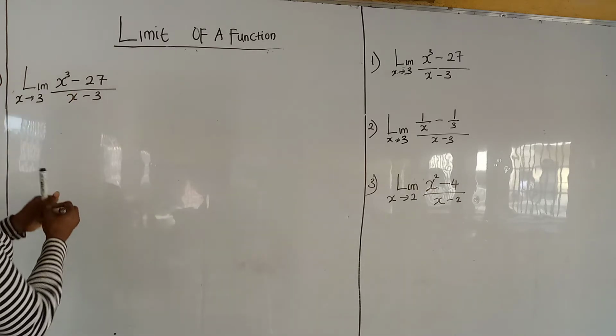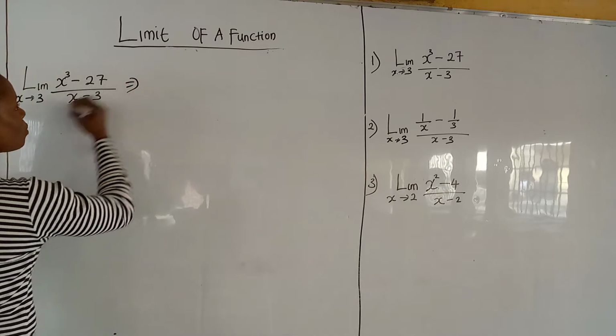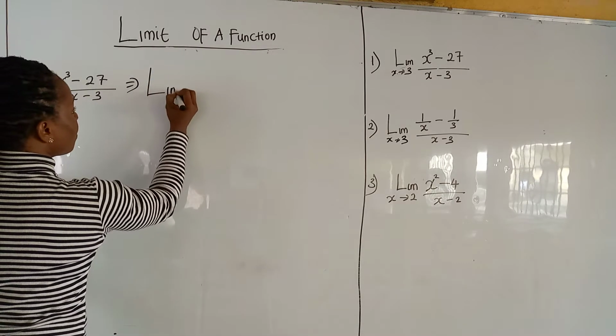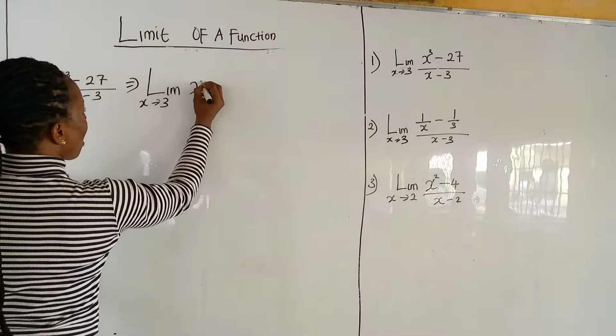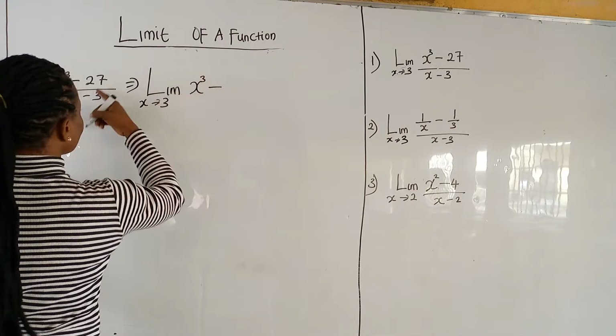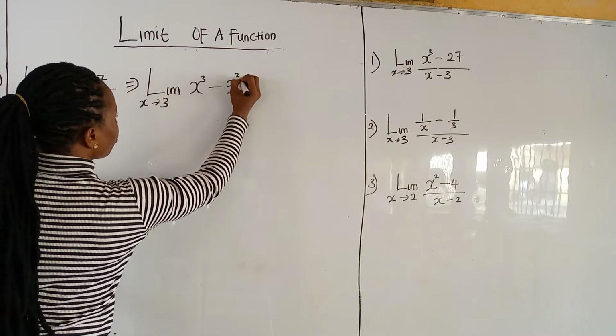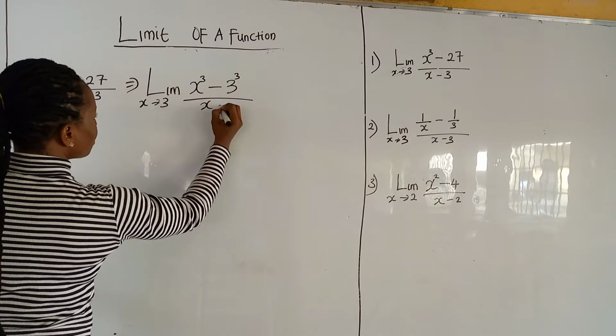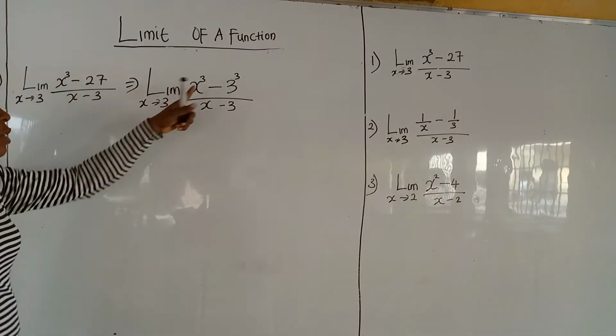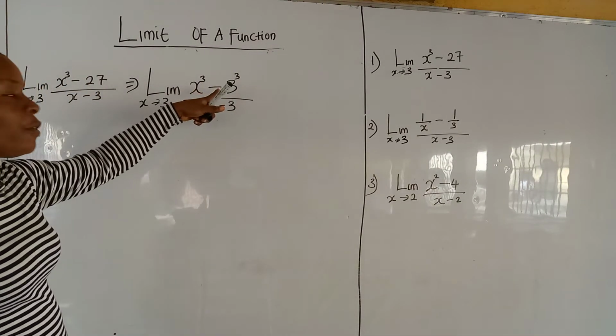To have the limit as x tends to 3 of x cubed minus 3 cubed, since 27 is 3 cubed, all over x minus 3. From here you discover that we have the difference of cubes.